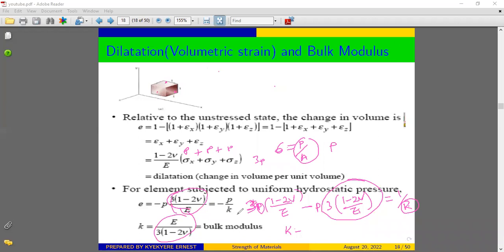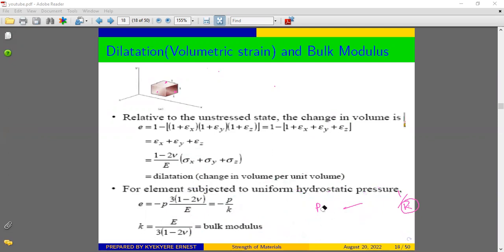So a body's resistance to changes in volume when it is compressed at all sides is what we refer to as the bulk modulus. And it is given by the formula which is indicated on our screen. So quickly, let's move on and continue.